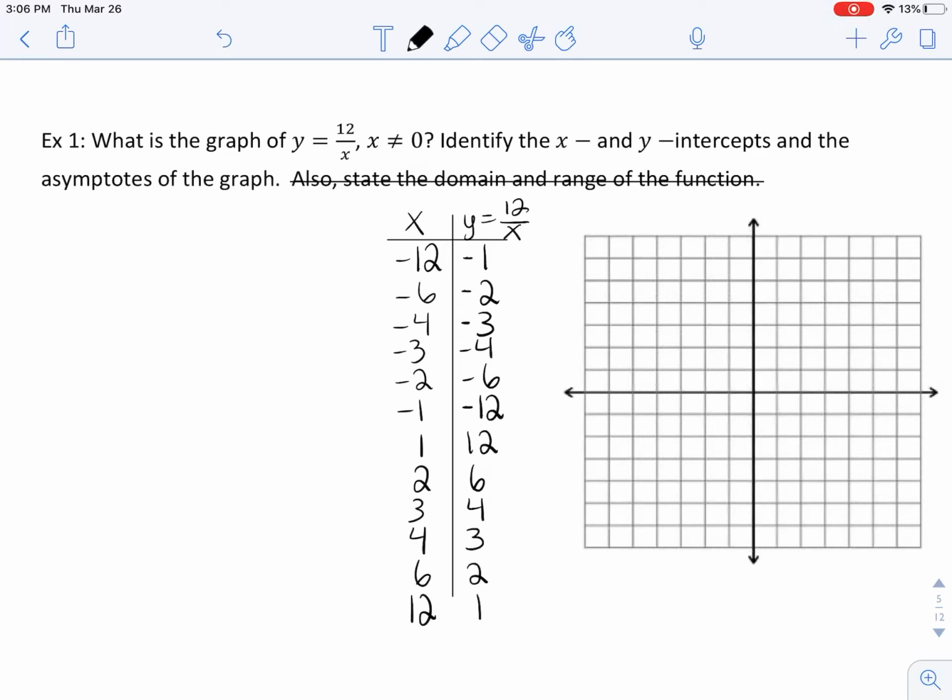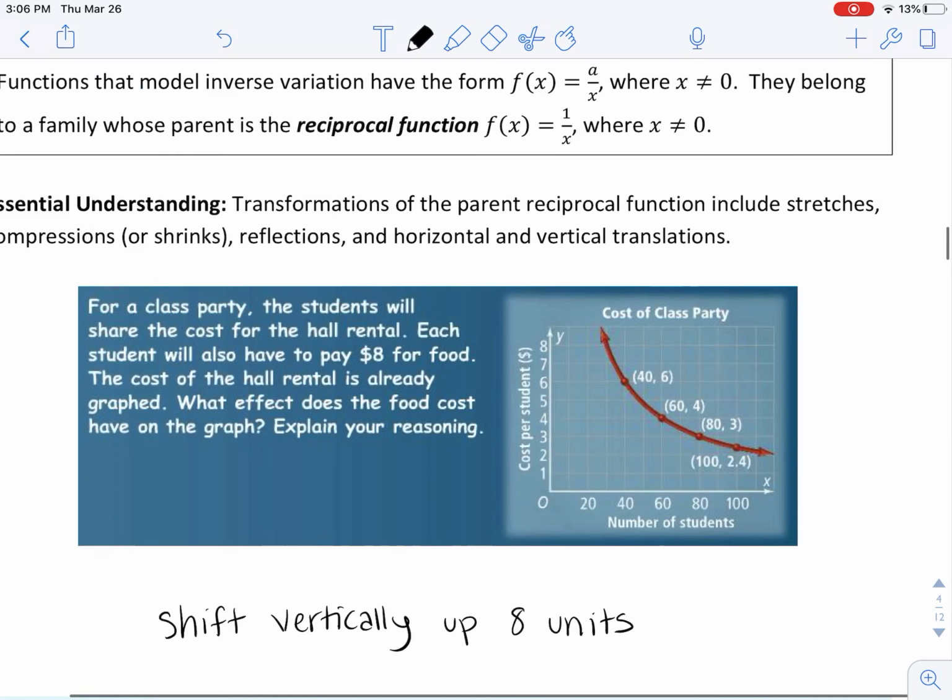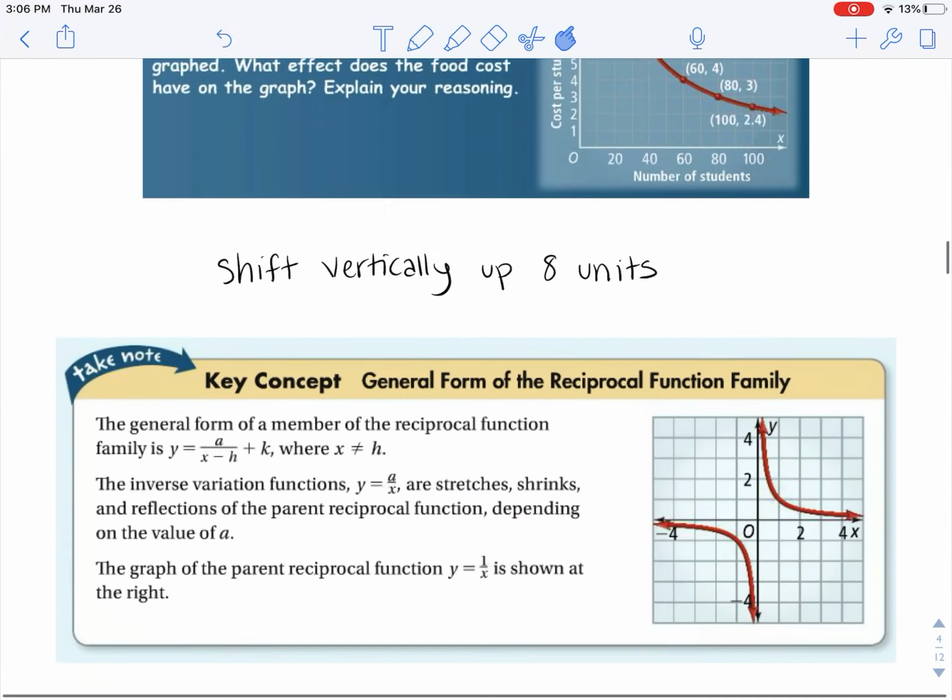I'm just going to pick a handful of the negative ones and then a handful of the positive ones to graph so we can get the idea of what this graph looks like. Notice that if I went by units of ones here, the negative 12 and negative 1 and 12 and 1 would not fit. So if you'd like, you can go by intervals of 2. I'm just going to leave those off of this graph. So I'm going to graph negative 6, negative 2. It's completely up to you.